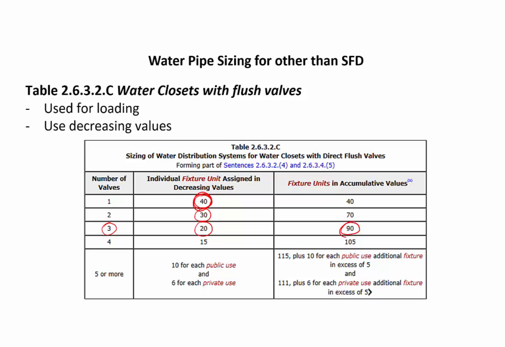One thing that is different though from this table versus the previous urinal table is that once we get 5 or more water closets on a bank, the remaining loads will vary depending on their usage, whether they're public or private use. So in most cases they're going to be public use if the direct flush water closets, especially if we have a whole bank of them, I suppose. So in most cases we're going to be looking at 10 each.